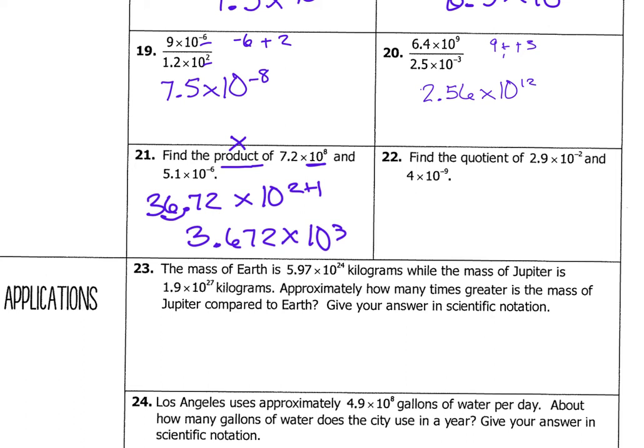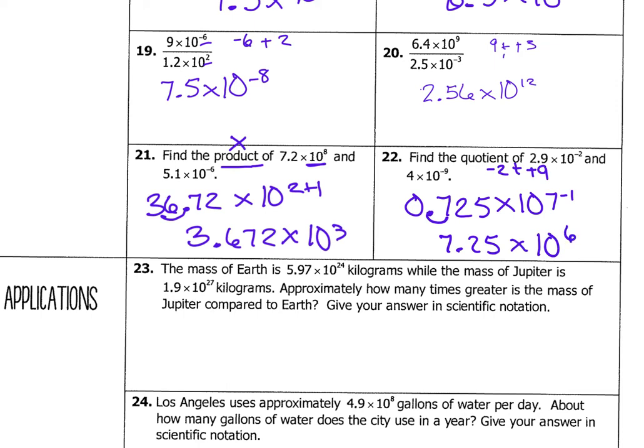Now you divide. 2.9 divided by 4, which is 0.725, right? Times 10, you have a -2. You have to subtract these because it's division. Minus a -9 gives you what? 7. Put it in scientific notation, so I need to get one place bigger. This needs to be one place smaller. So 7.25 times 10 to the 6th.